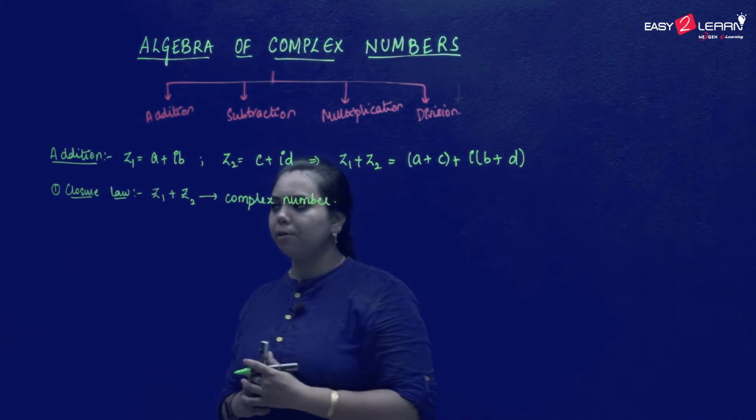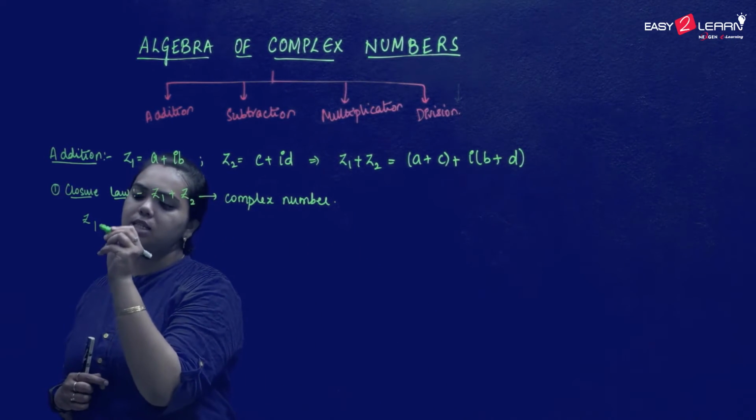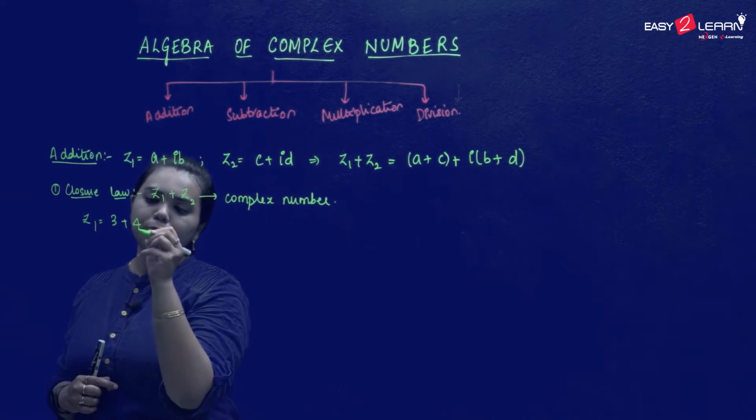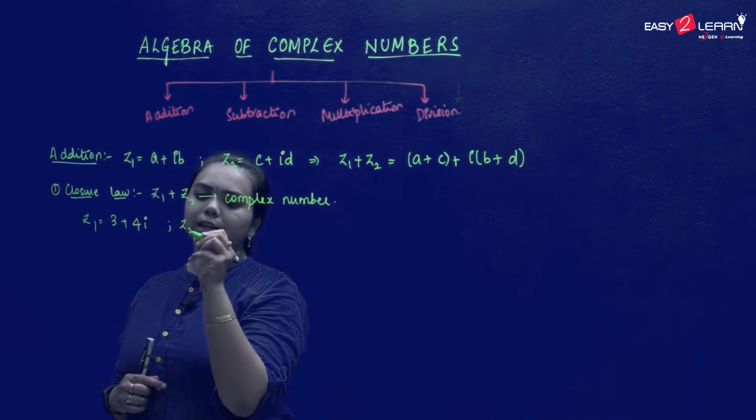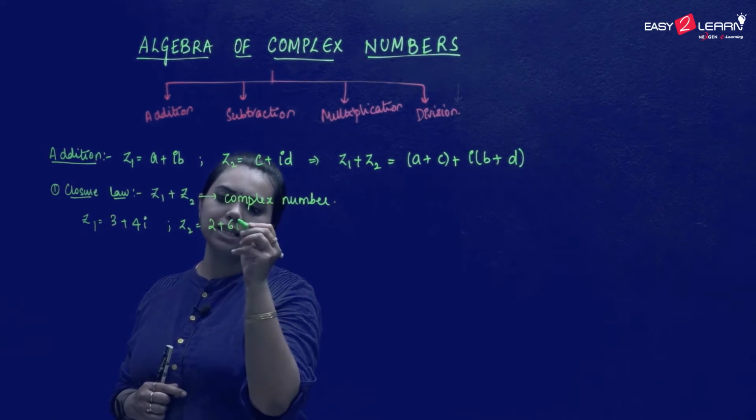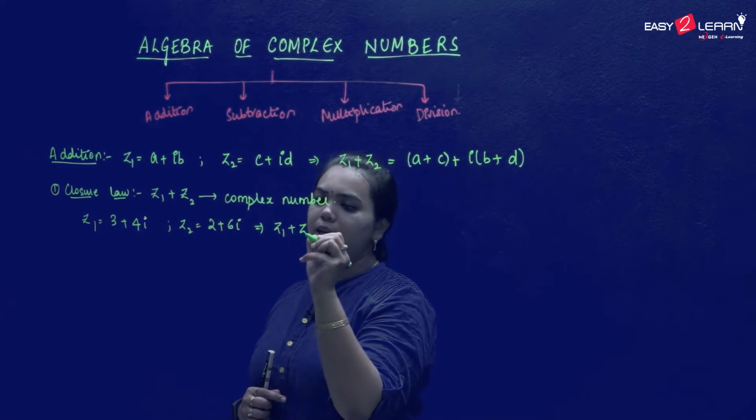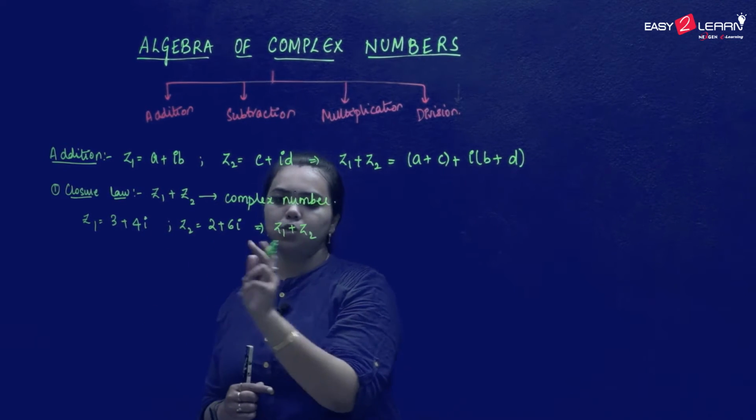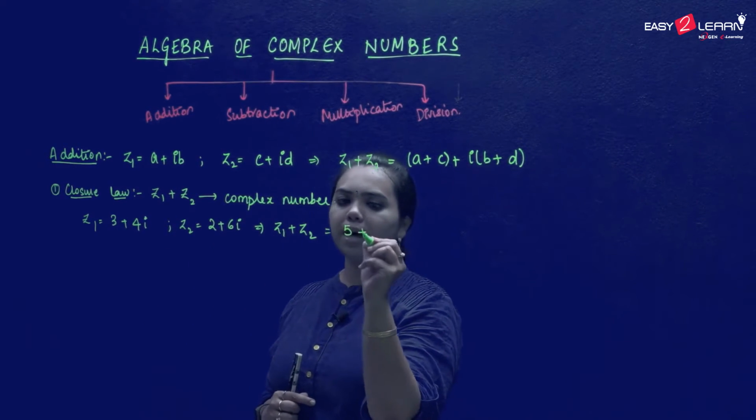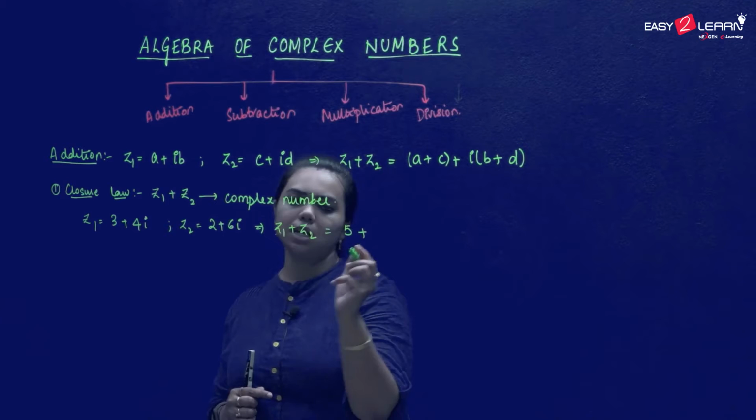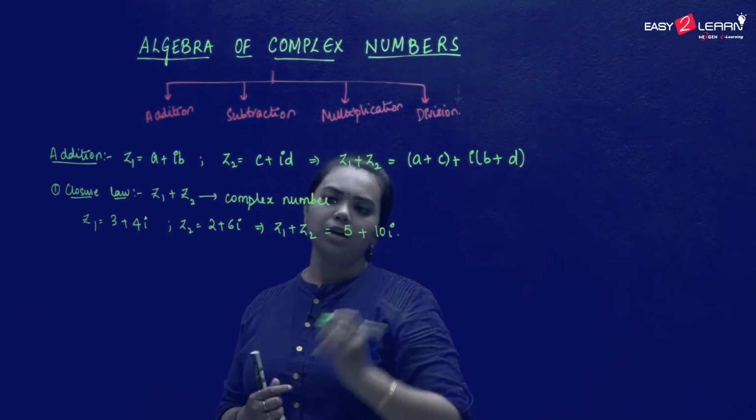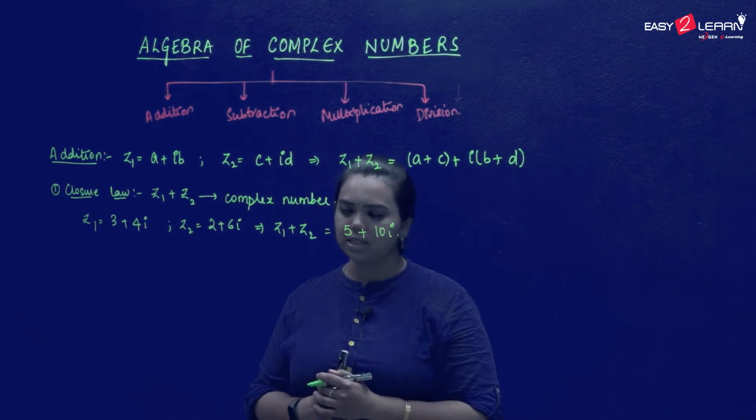Let us take an example for this. Let us say I am taking the z1 value to be 3 plus 4i and the value of z2 to be 2 plus 6i. So the value of z1 plus z2 which I am going to get here is given as 3 plus 2, which is nothing but 5, plus 4 plus 6, which is equal to 10i. This is how I can add two complex numbers.